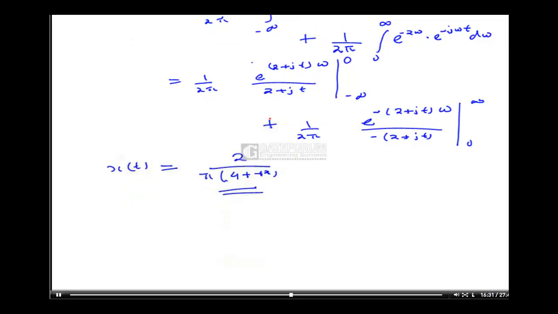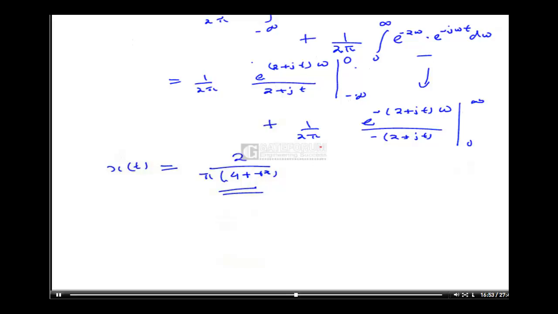Okay, so these steps were hidden when we were writing. We have solved the two integrals. This integral corresponds to this one, and this one. On solving these integrals and putting the limits from minus infinity to 0 and 0 to infinity, we will finally get 2 upon pi (4 plus t square). Okay, you can also verify it.